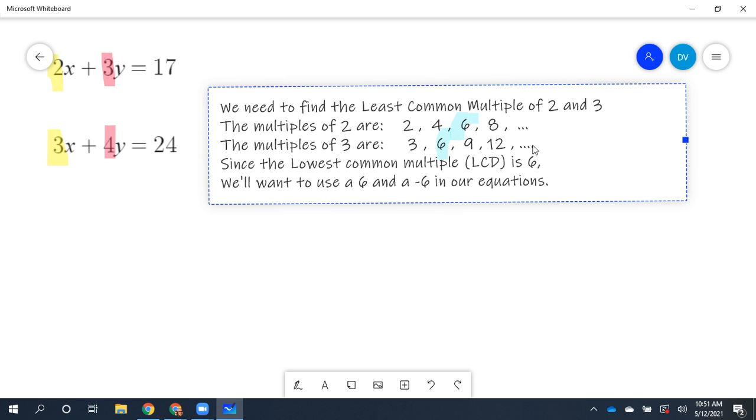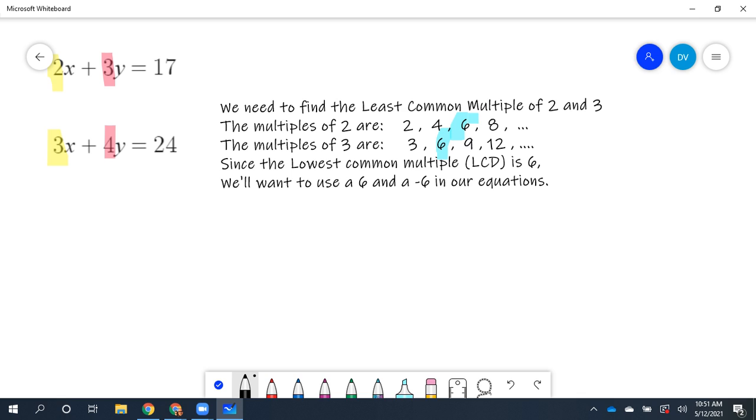Okay. So that's why we do it and what we need, but now let me show you how we're going to use this. As always, we want to go ahead and write the equations down. So I'm going to write again the 2x plus 3y equals 17. The other equation is 3x plus 4y is equal to 24.